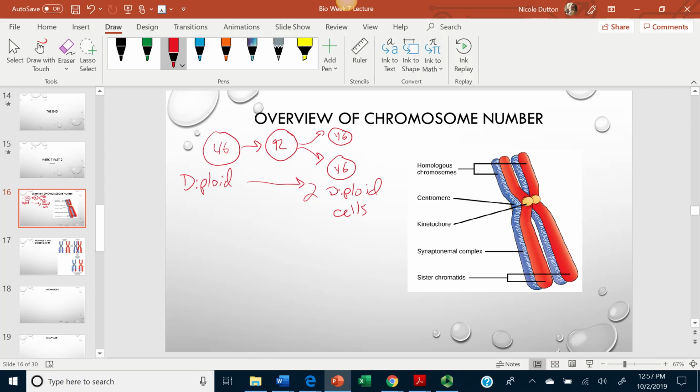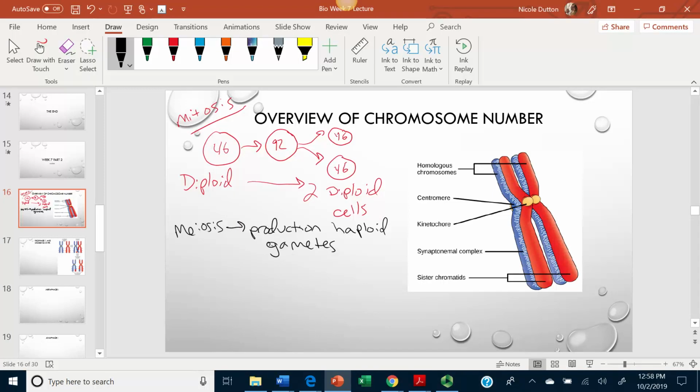So that was mitosis. When we go through meiosis, this is the production of haploid gametes. So for a person, we're talking about making sperm cells in a process called spermatogenesis, or making egg cells in a process called oogenesis.